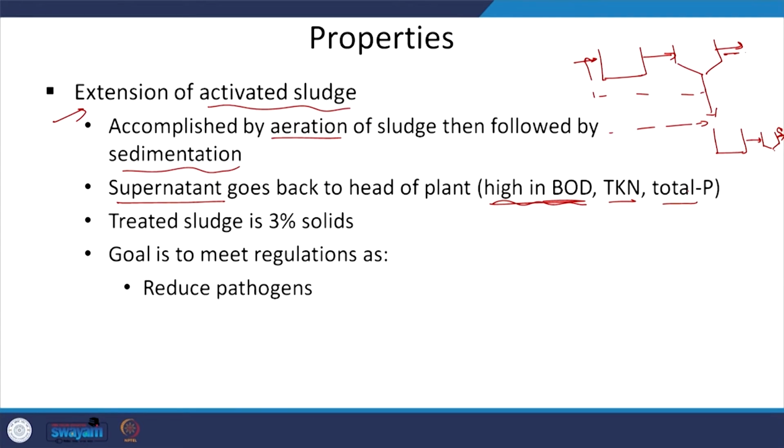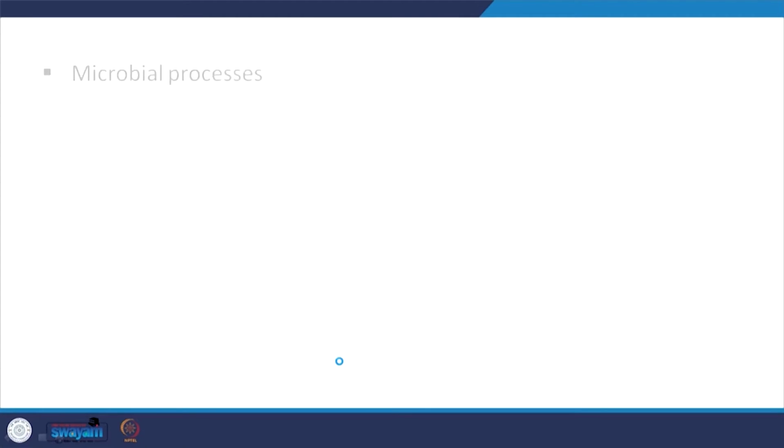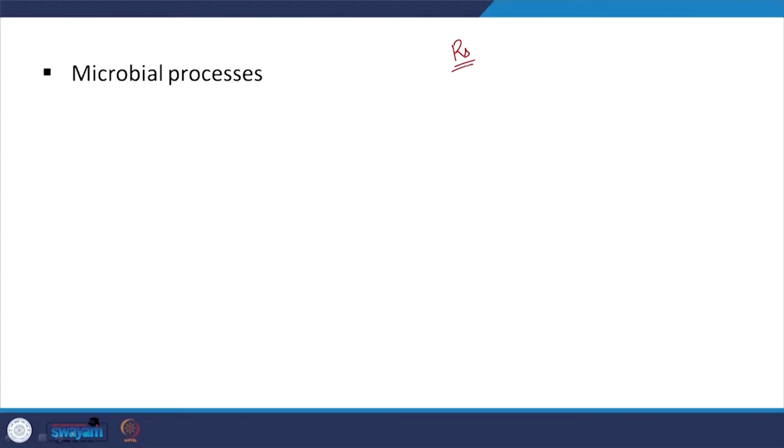When do we use it? Typically when our major goal is to reduce pathogens and prevent attraction of flies and such, and 30% reduction in VSS, not great, but well workable. But obviously what is the issue though, right? The issue is that for an aerobic process you need to provide oxygen. So, that means it is all about money, right.